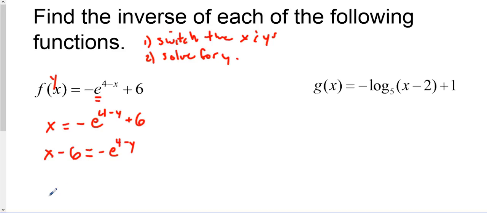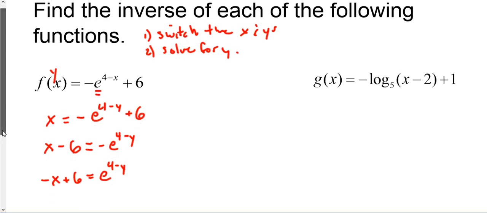From here, we're going to divide by negative. So we have negative x plus 6 then. Make sure you distribute that through all the way through. And e to the 4 minus y. My y's and 4's look the same, so I apologize if they do.